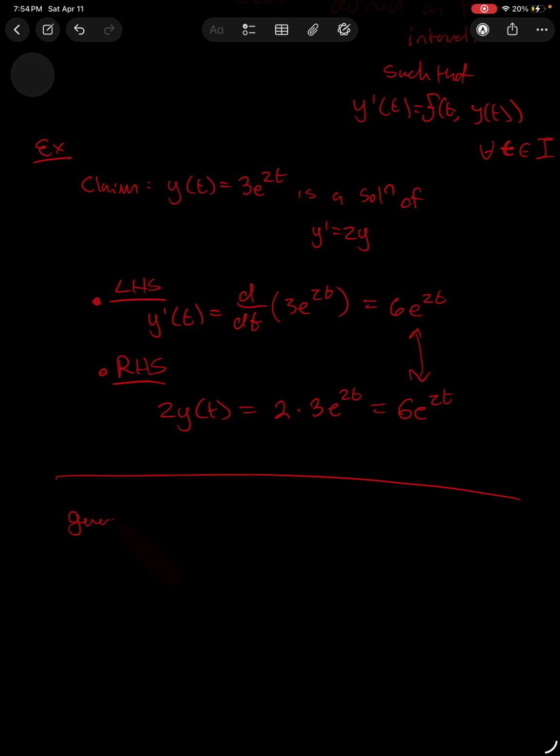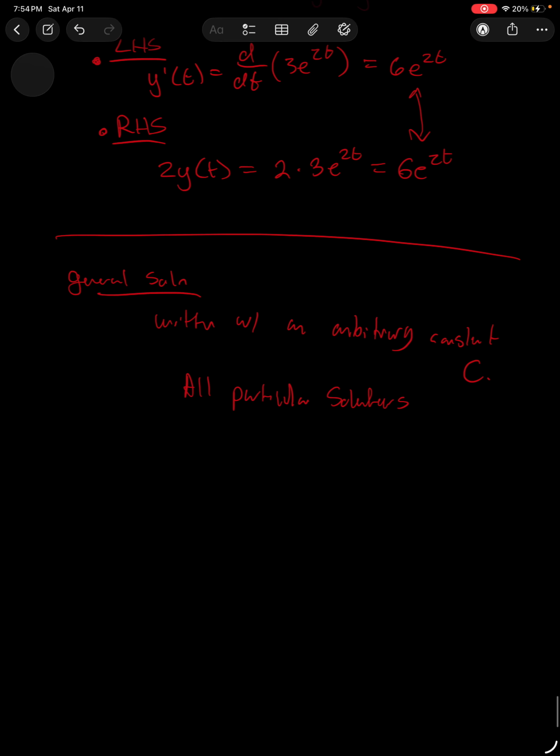The general solution of a differential equation is written with an arbitrary constant c, usually, or k sometimes. And it contains all particular solutions. Right, so a general solution would be c e to the 2t, something like that. And this describes a family of particular solutions.